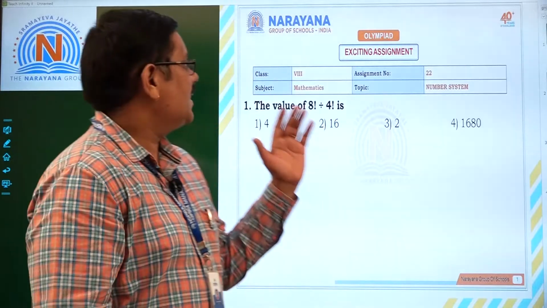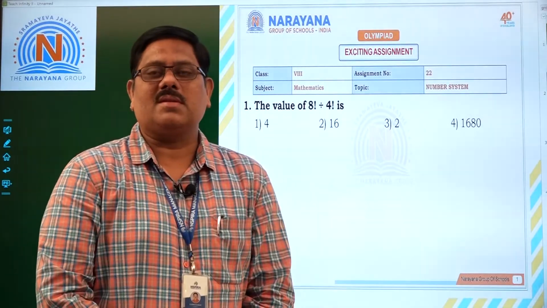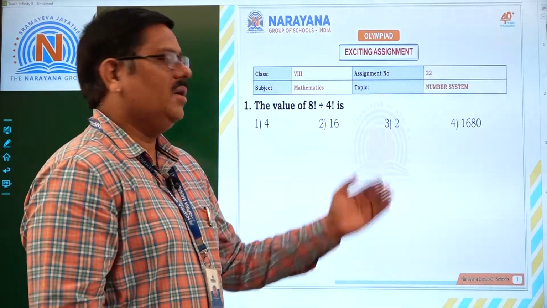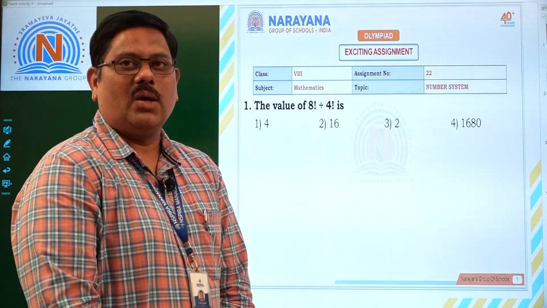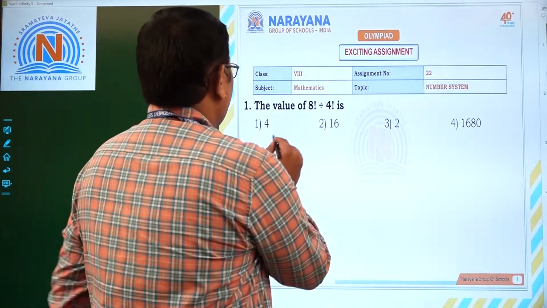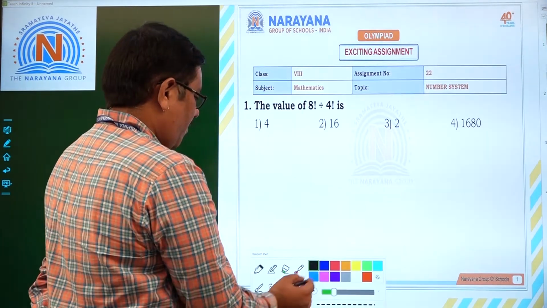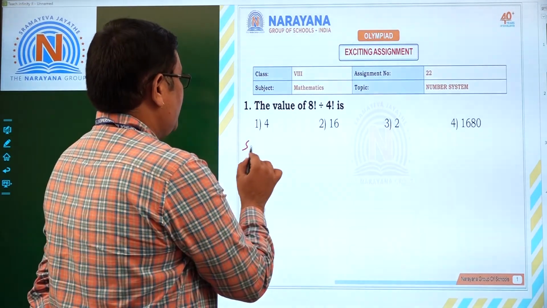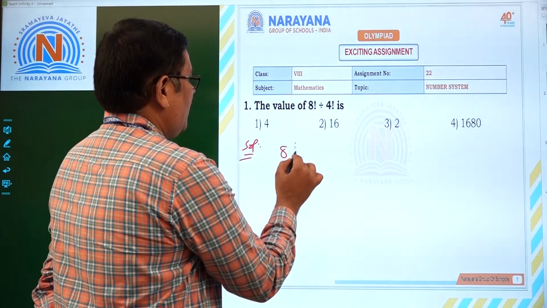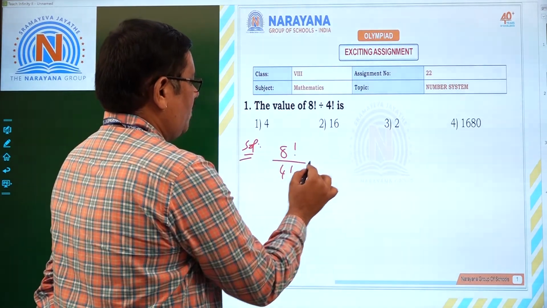Today for class 8 students we are going to discuss assignment number 22 on number system. Okay, now let us see the first question. The first question is: the value of 8 factorial divided by 4 factorial is. What is it saying? 8 factorial divided by 4 factorial is.